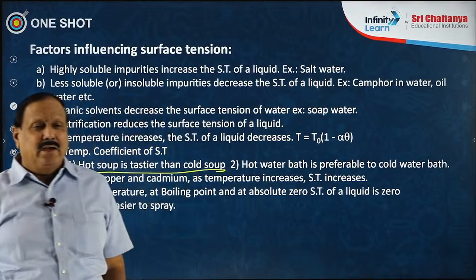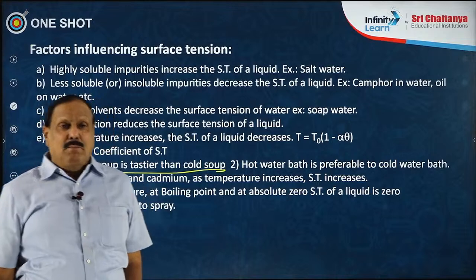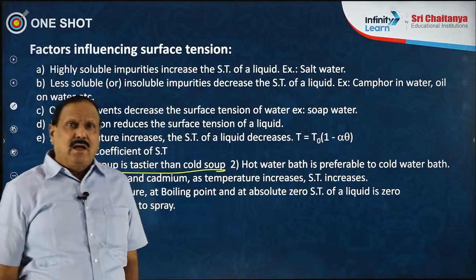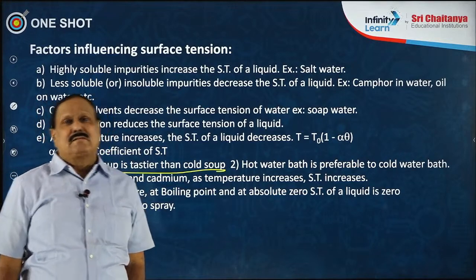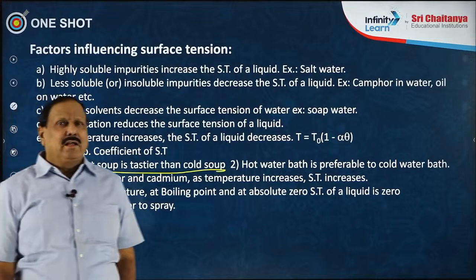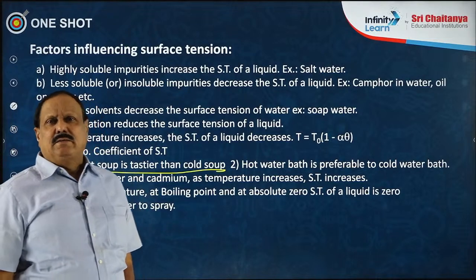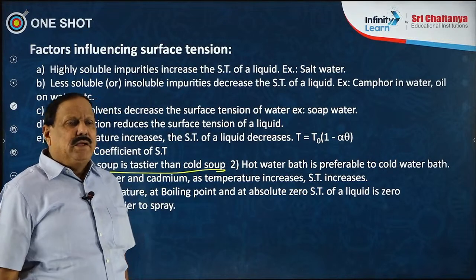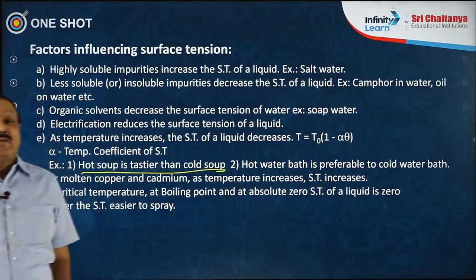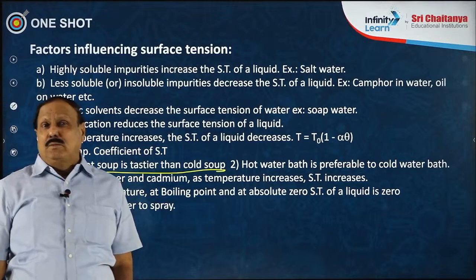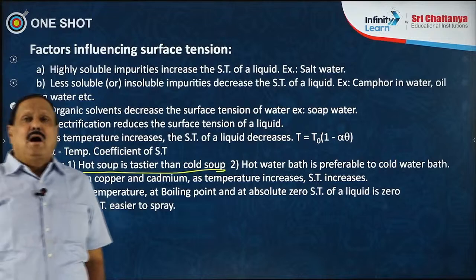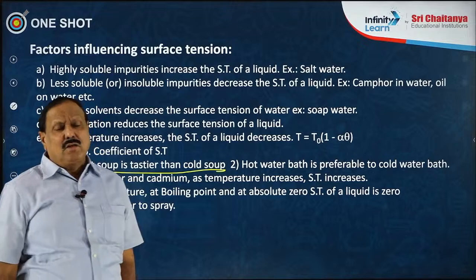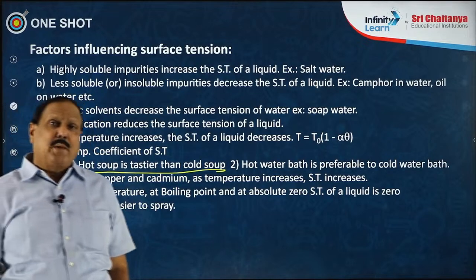I think you all know that kids play by making bubbles with soap water, using a straw. With ordinary water, we cannot make a bubble that easily. But soap water can be blown into bubbles very easily, because soap water has less surface tension, as I told earlier, insoluble or less soluble substances will decrease the surface tension. So, the lesser the surface tension, the easier to spray.